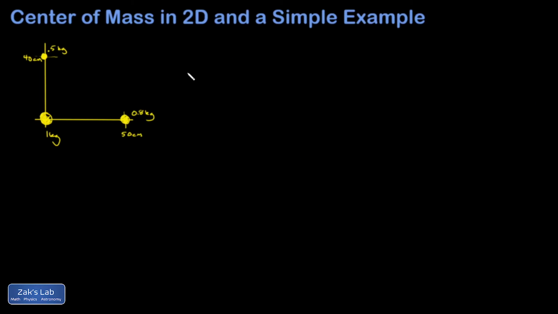Let's apply our new formula to a simple 2D distribution of mass. I've put a 1 kilogram mass at the origin. I then put a 0.8 kilogram mass directly down the x-axis, so it has no y-coordinate, and that's going to simplify our calculations. It's at the 50 centimeter mark. I could even emphasize that's an x value. And then I have a third mass at y equals 40 centimeters, and it has no x-coordinate. The x-coordinate is 0, and that's half a kilogram.